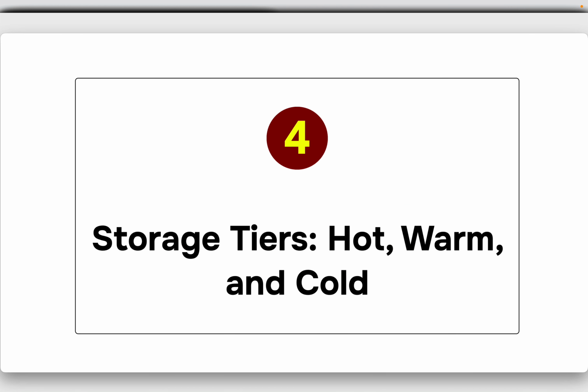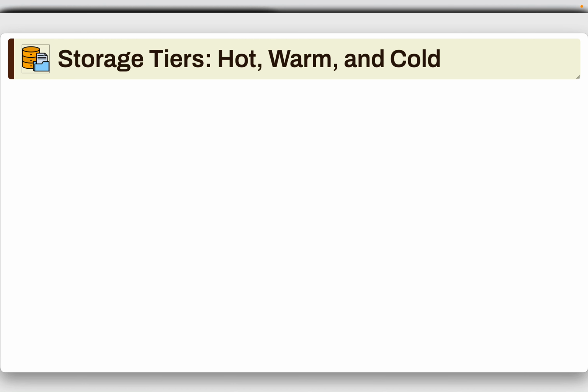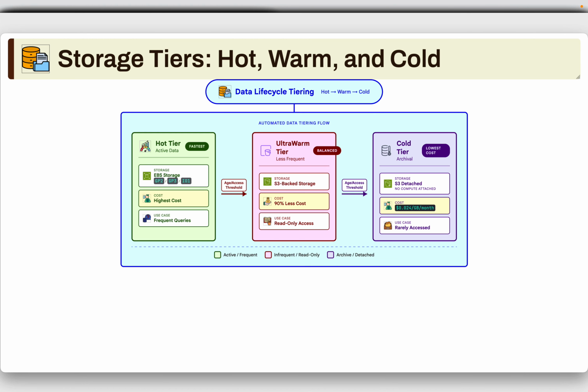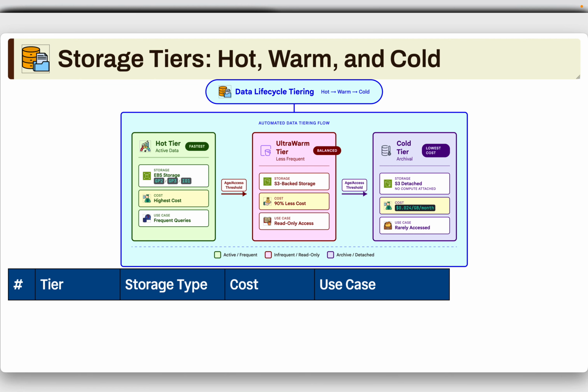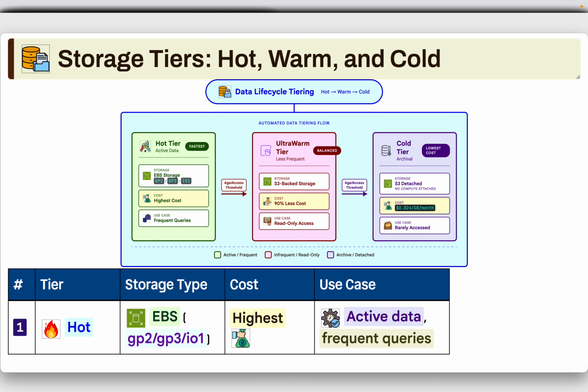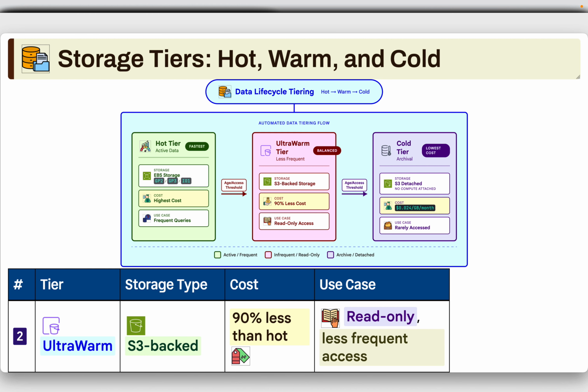Fourth topic is storage tiers: hot, warm, and cold. OpenSearch Service supports data lifecycle tiering with 3 storage tiers: hot, warm, and cold. Data automatically moves from hot to warm to cold based on age and access thresholds. So first is the hot tier. This tier uses EBS storage type GP2, GP3 or IO1. It has the highest cost, but it is optimized for active data and frequent queries.